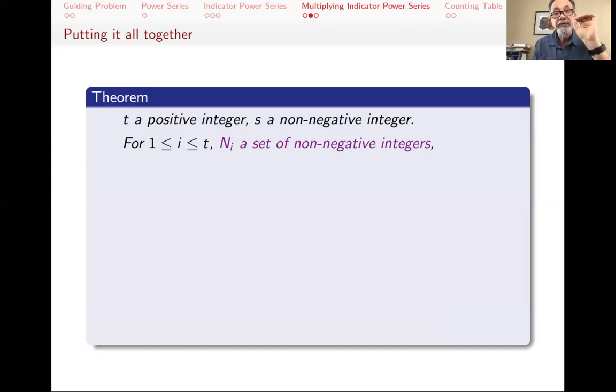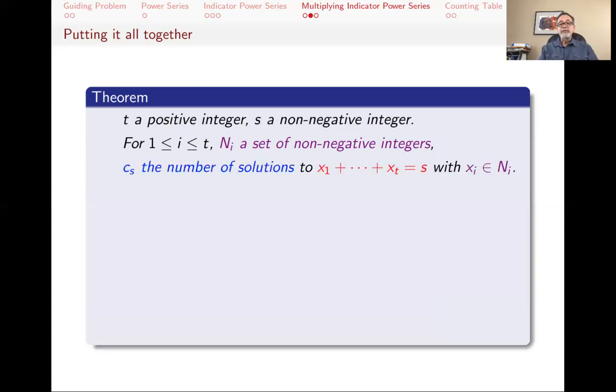Each one of them tells us the conditions on one of the variables that we want. And we're interested in the number of solutions to x1 plus x2 plus x3 all the way till xt equals s, when x1 is in N1, x2 is in N2, x3 is in N3, and xt is in Nt. So we have picked these sets that tell us what the restrictions are for each one of our variables, and we want to know what the number of solutions is, and we have called the number of solutions Cs. That's exactly the problem that we started out with, or the second problem. Both of them are of this form.